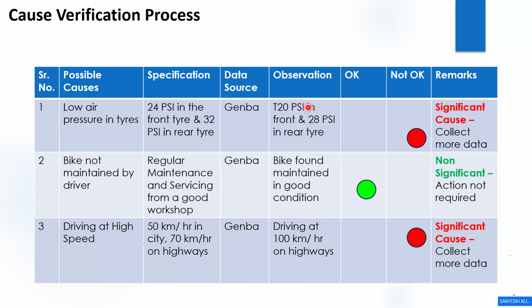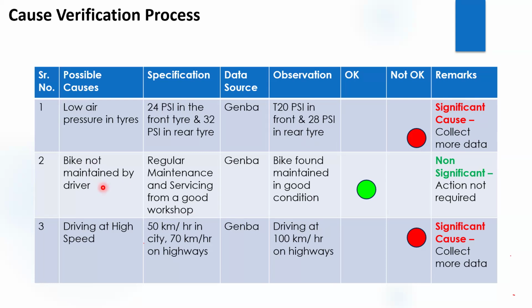And suppose I observe 20 psi in front and 28 psi in the rear tire. Oh, the specification was 24 psi and 32 psi, but my pressure is 20 psi in front and 28 psi in rear. Then I am saying that this is not okay. So I am putting it as red. And my remark will be: it may be a significant cause. We need to collect more data. So we need to check once or twice, two times, three times, going to the Gemba, collecting more and more data.